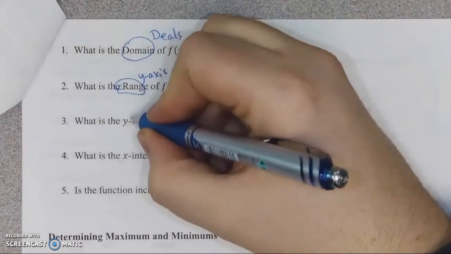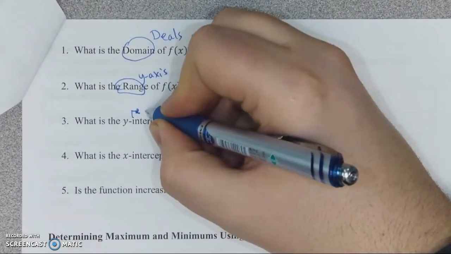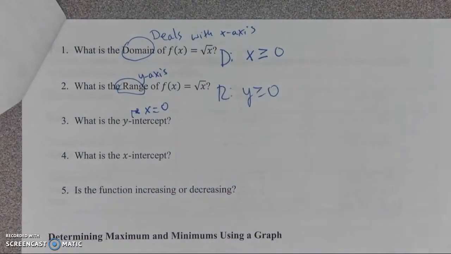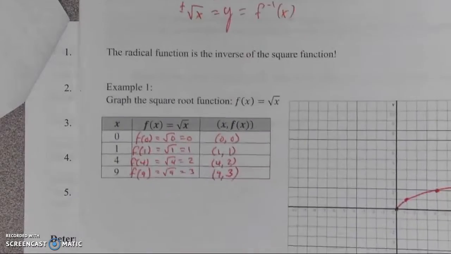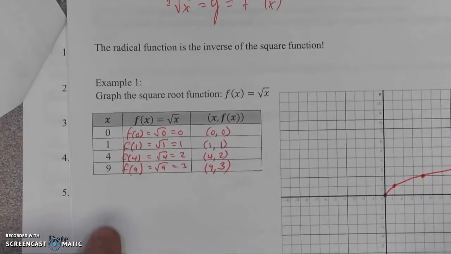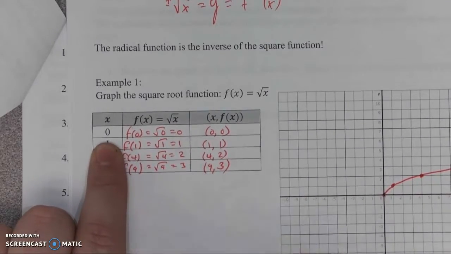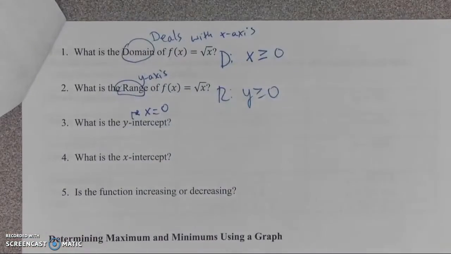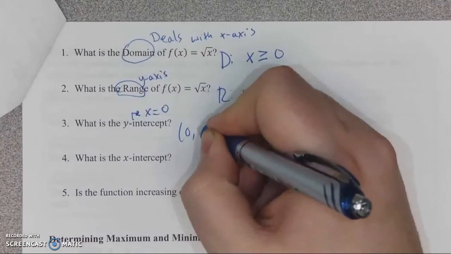The x-intercept is when x equals 0. Sorry, the y-intercept is when x equals 0. So if we look at our table or our graph, doesn't matter which, x is 0. When x is 0, what is y? It's 0. So our y-intercept is 0, 0.